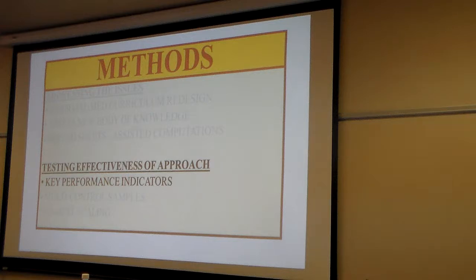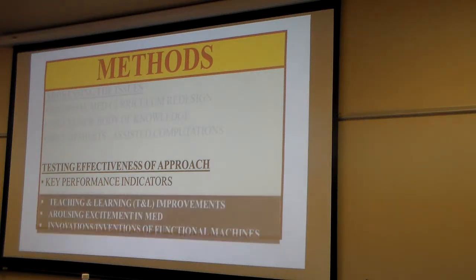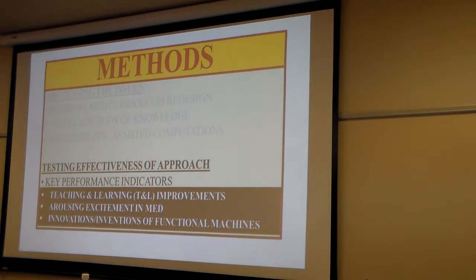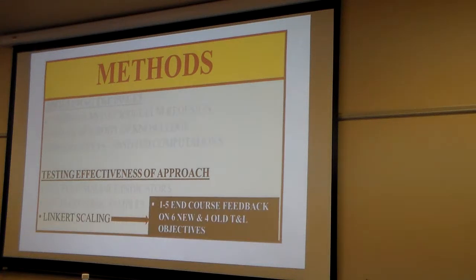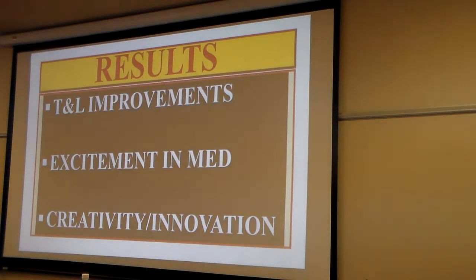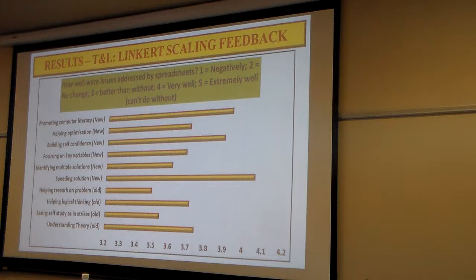Testing effectiveness, I have key performance indicators, which I will just show you. There are 3 of them: teaching and learning, arousing, innovations. Let me quickly go to the results now, I think that's the most important thing. There are 3 results on those key performance indicators. That's the feedback on teaching and learning.